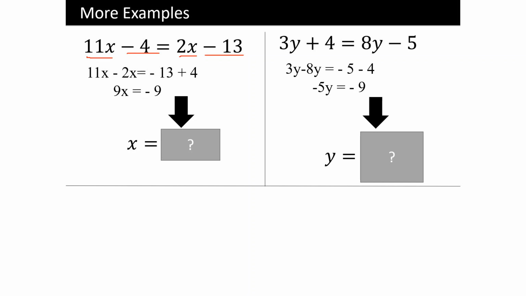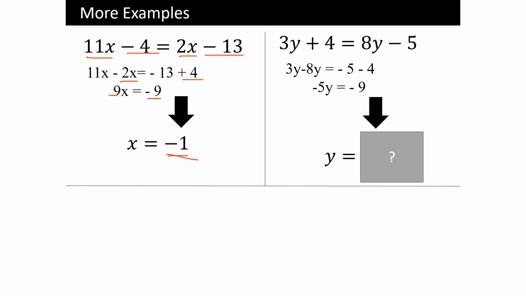This negative 4 is actually negative, so to bring it to the other side, it becomes a positive 4. After we've done that, we can now go ahead and simplify. So 11x minus 2x is 9x, and negative 13 plus 4 is negative 9. So therefore, x is equal to negative 1. Remember, negative 9 divided by 9: a negative divided by a positive is always negative, and 9 divided by 9 is 1.